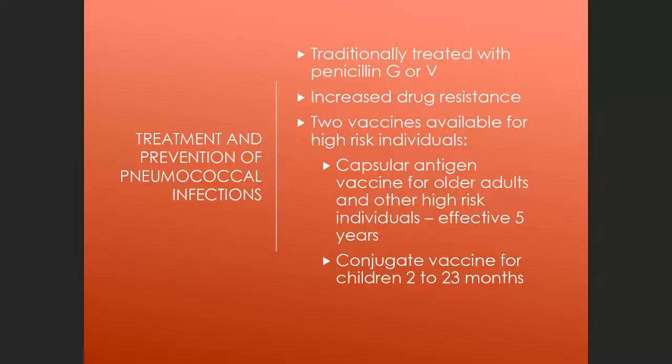Treatment for this Streptococcus pneumoniae usually uses penicillin. Remember, penicillin is usually used for gram-positive bacteria. So mostly it will be used for Streptococcus and some other gram-positive bacteria, except Staphylococcus aureus, because Staphylococcus aureus has resistance against penicillin. There are also vaccines available for pneumonia.